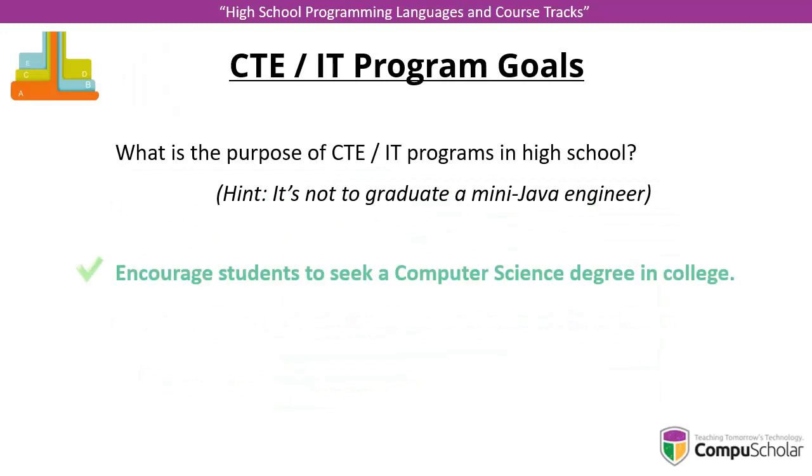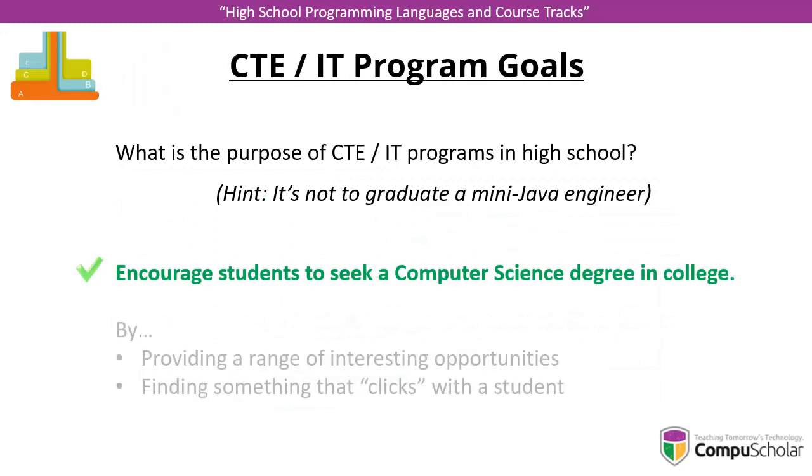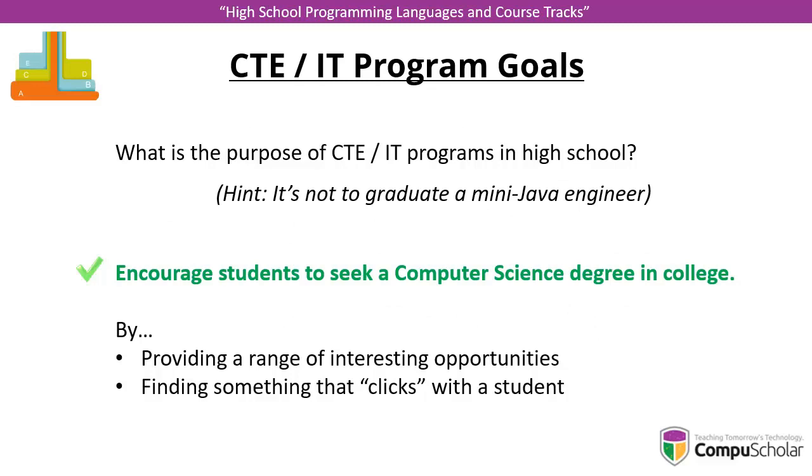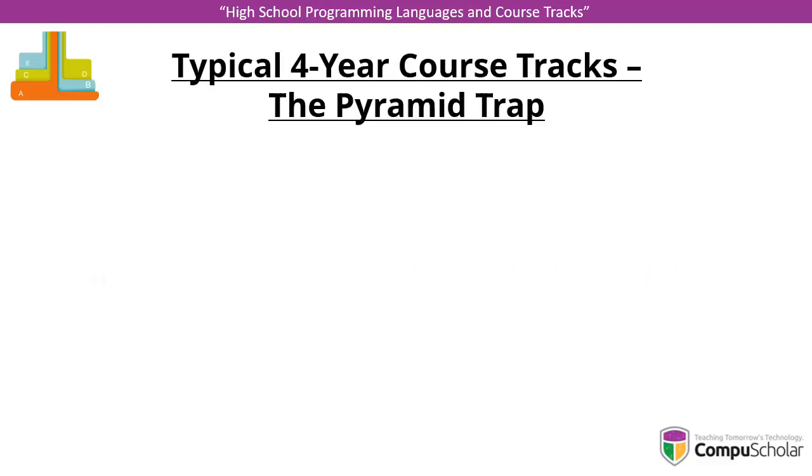So with that in mind, the big purpose of the IT program in your high school should be to encourage students to actually go get that 4-year degree in college. It doesn't have to be a computer science degree literally, but generally something related to that will be a prerequisite in order to get a job. So to do that at the high school level, we want to give kids a range of interesting opportunities, expose them to a bunch of different technologies, just find something that clicks with a student. You really only need one course or one hook that gets a student thinking about computer science and gets them excited about the topic and convince them that this is something that they might want to look at in college as a career.